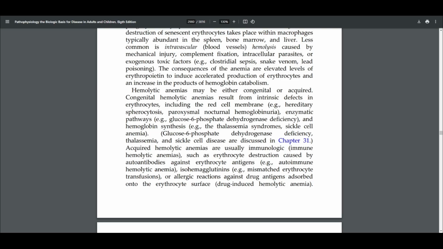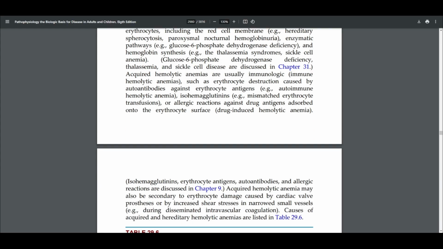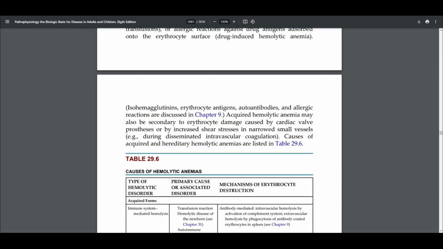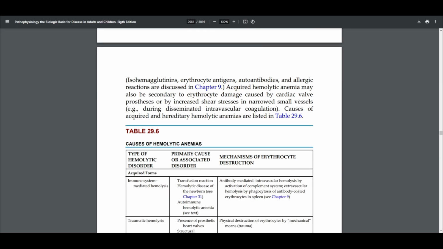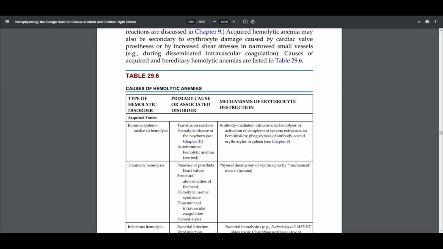Acquired hemolytic anemias are usually immunologic, such as erythrocyte destruction caused by autoantibodies against erythrocyte antigens, isohemagglutinin, or allergic reactions against drug antigens absorbed onto the erythrocyte surface. Acquired hemolytic anemia may also be secondary to erythrocyte damage caused by cardiac valve prostheses or by increased shear stress in narrowed small vessels. The causes of acquired and hereditary hemolytic anemias are listed here in the following table.